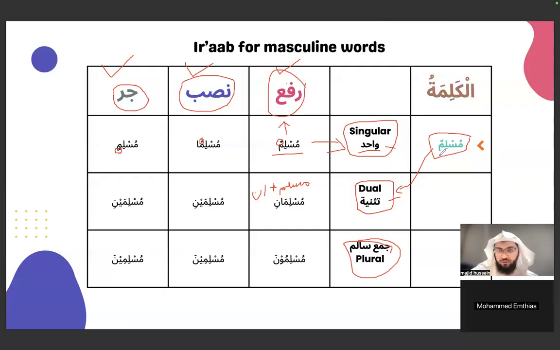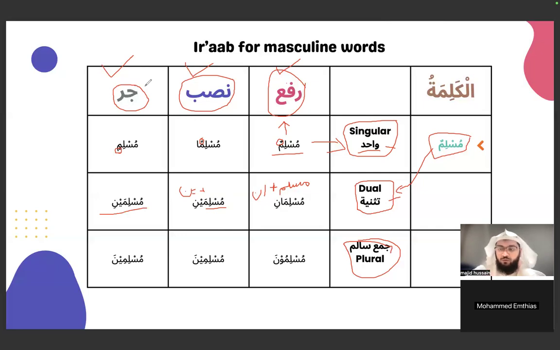Same word in the dual state when I put in the category of Nasab, the word Muslim plus Ya Nun, like Muslimaini. Muslimaini. And in the Jar state, it remains the same. Specifically in the dual, the Nasab category and the Jar category are similar.